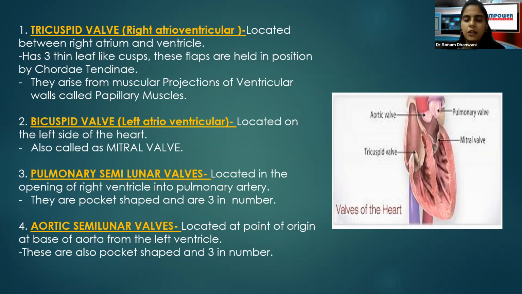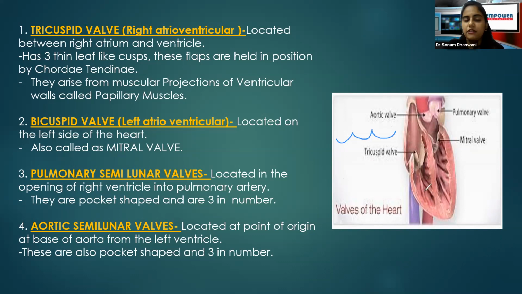Now coming to the third valve, which is the pulmonary semilunar valve. Why are they called semilunar? Because their structure is something like a semilunar shape. Lunar is the moon, right? So it is a semilunar kind of structure, which is why it appears something like this. They are going to be 3 in number. This is their structure, the semilunar kind of structure. They are located in the opening of the right ventricle.